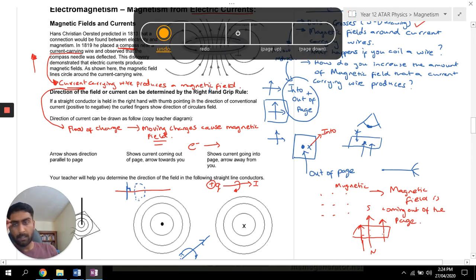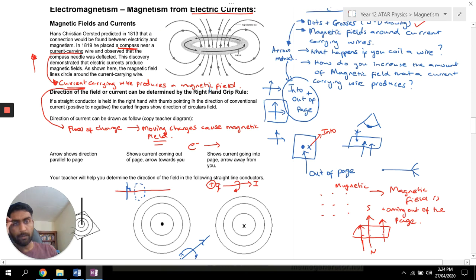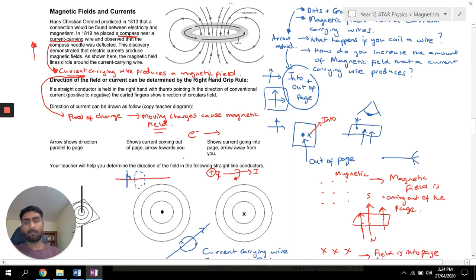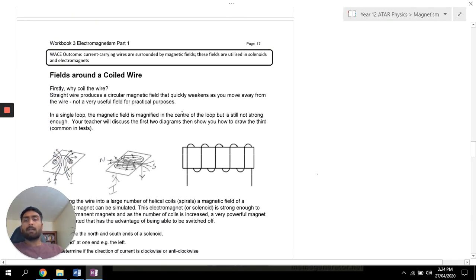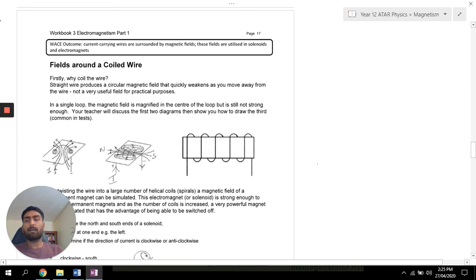All right. So today we're going to have a look at solenoids and what happens if you coil a wire, and what's the amount of magnetism caused by a current carrying wire. How do you quantify that? So this is our learning outcome that we're looking at.